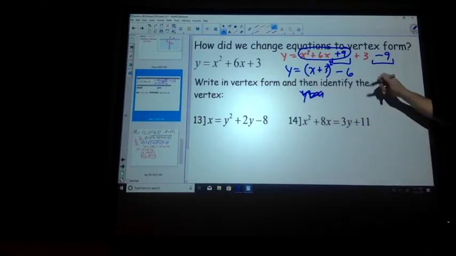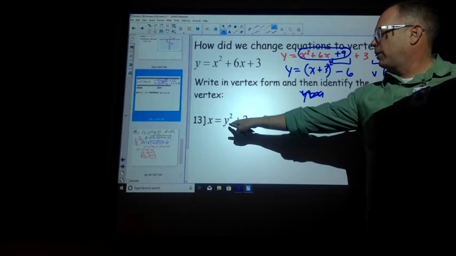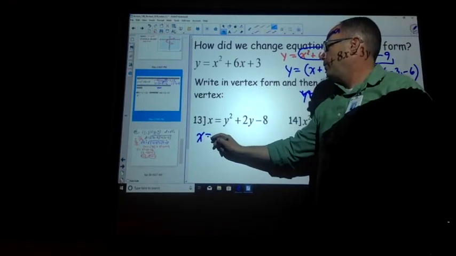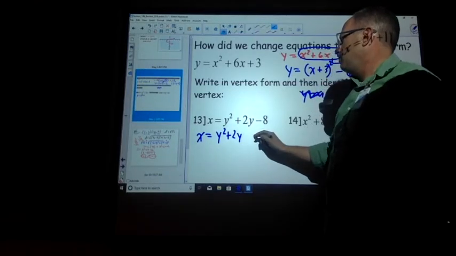So that's our vertex form. So this would tell us we have a vertex at -3, -6. Okay. Now if we complete the square on this bottom one, it's the same exact operation. I'm trying to get a perfect square trinomial out of this. So x stays as is. I'm going to go y squared plus 2y minus 8.